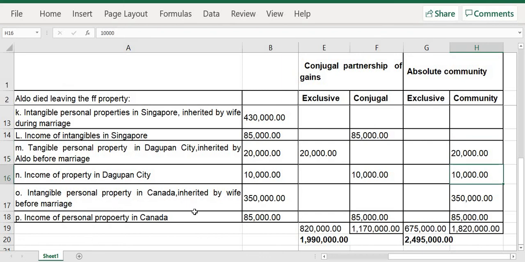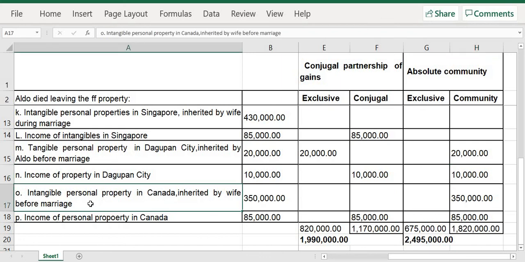Intangible personal property in Canada inherited by wife before marriage. So meron daw intangible personal property si wife na na-inherit niya before marriage. Okay? So dahil before marriage yon, exclusive property yun ni wife under conjugal partnership of gains. Under absolute community property naman, dahil na-inherit niya yon before marriage, magiging community property niya yon during marriage. Magiging exclusive property lang yun ni wife under absolute community of property kapag na-inherit niya yon during marriage. Ayan. And lastly, income of personal property in Canada.